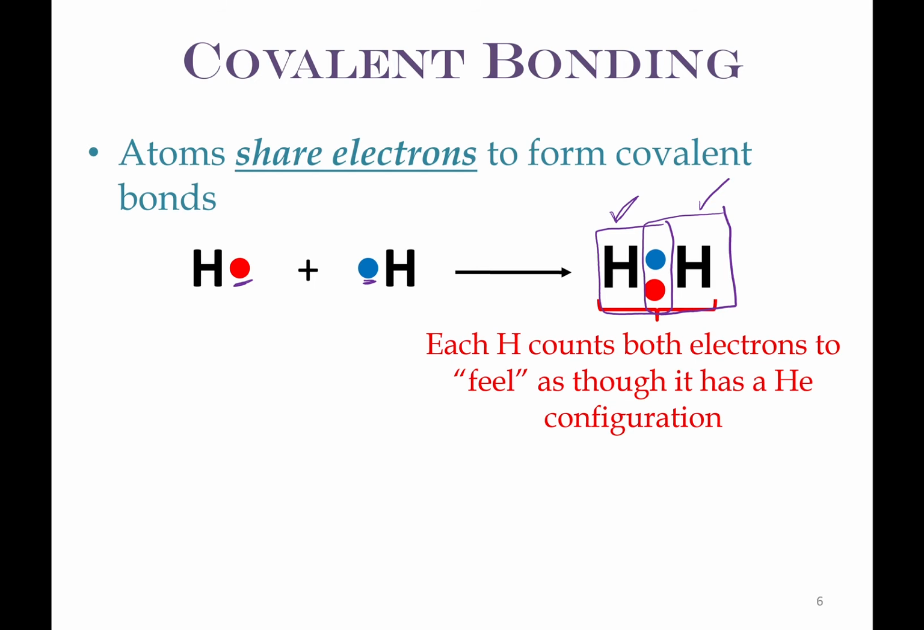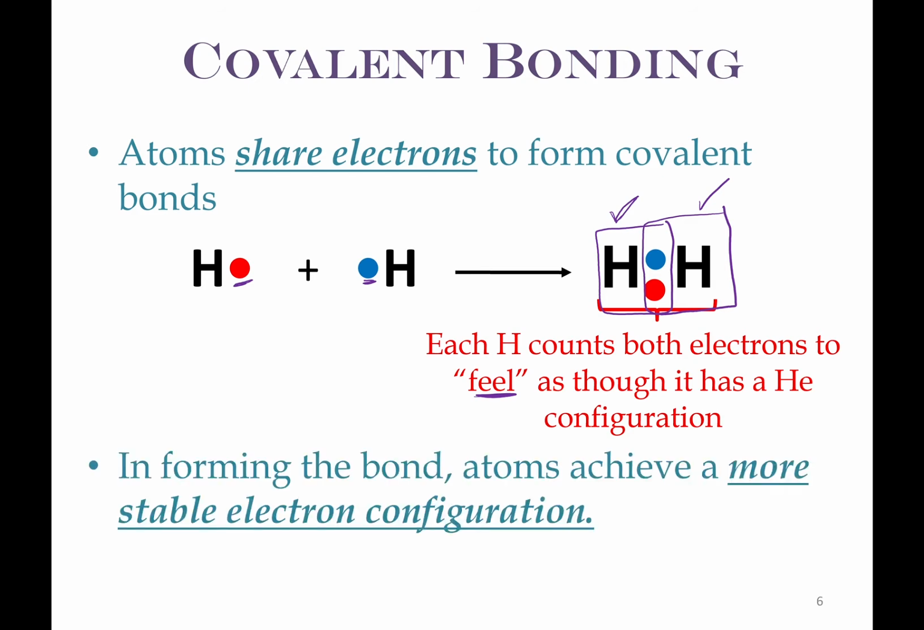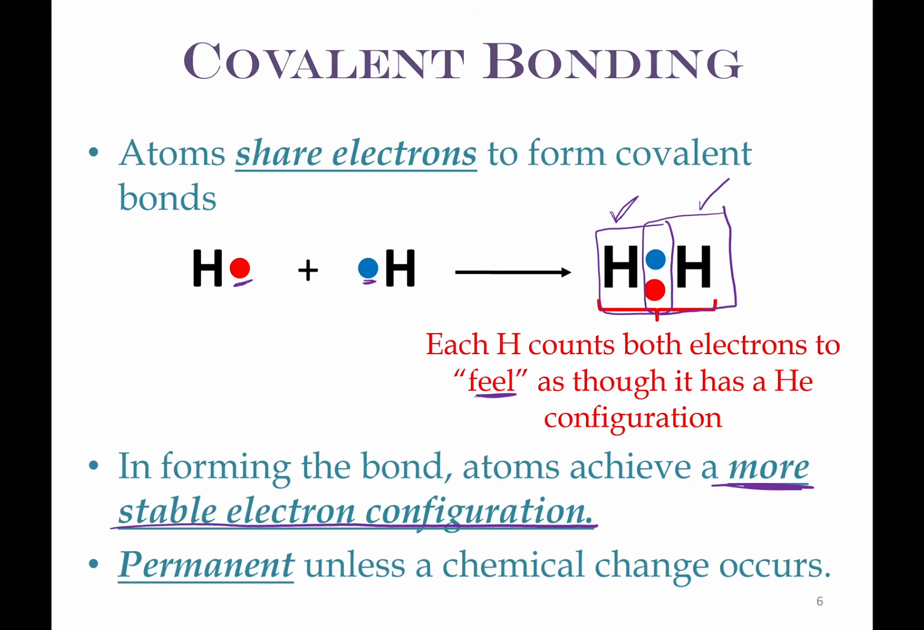So we talk about feeling sometimes in this chapter because it's easier, but it feels as though it has a full electron configuration and that it's like the noble gas helium. So when we form the bonds, atoms achieve a more stable electron configuration and lower in energy, so that we can have this be a more stable complex in the end. So that's why they're going to form that bond. This is going to be permanent unless a chemical change occurs.